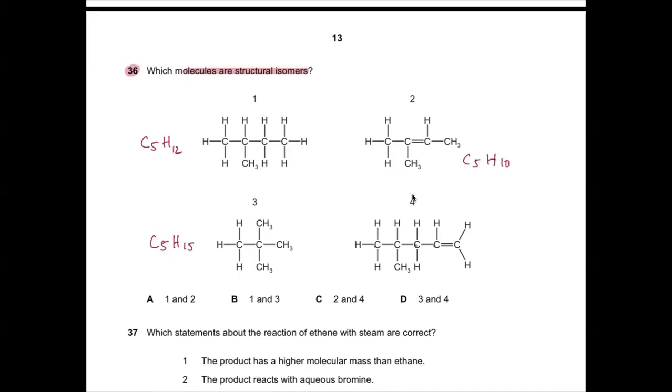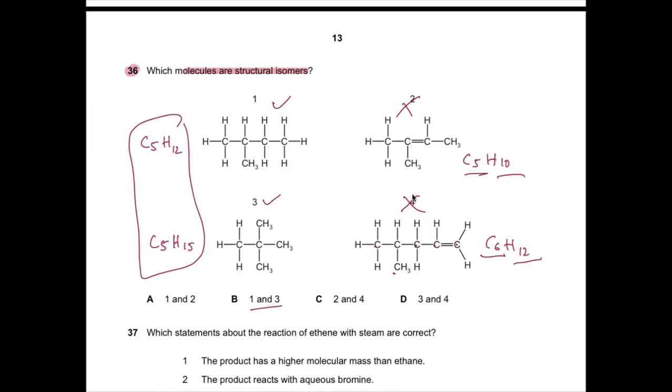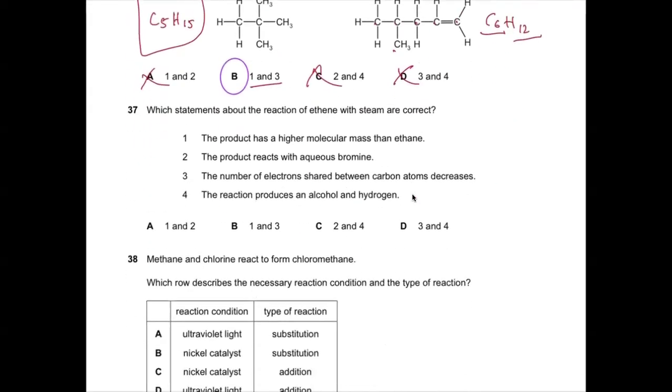1, 2, 3, 4, 5, 6. So there are 6 carbons and it's an alkene. So it is going to be C6H12. So these two are not going to be isomers of each other because of the different number of carbons and hydrogens. So they do 1 and 3, which is B. So A, C, and D go wrong, and B is the correct answer. The 3 should be C5H12, right?